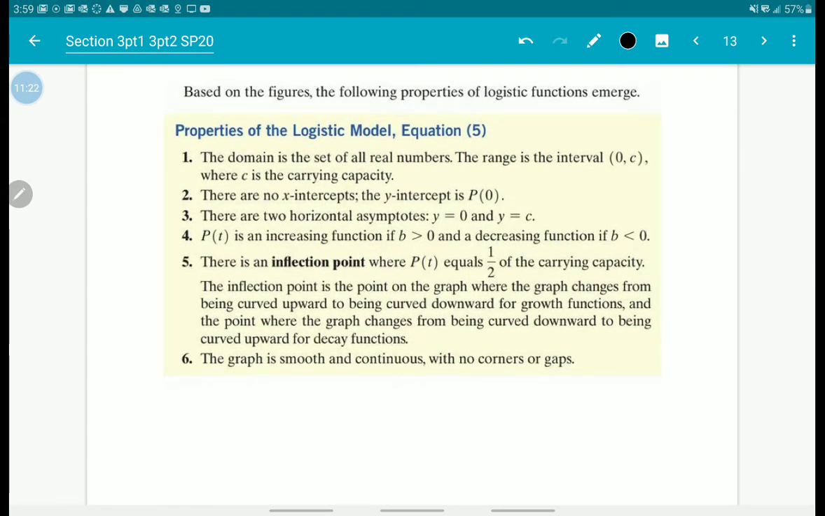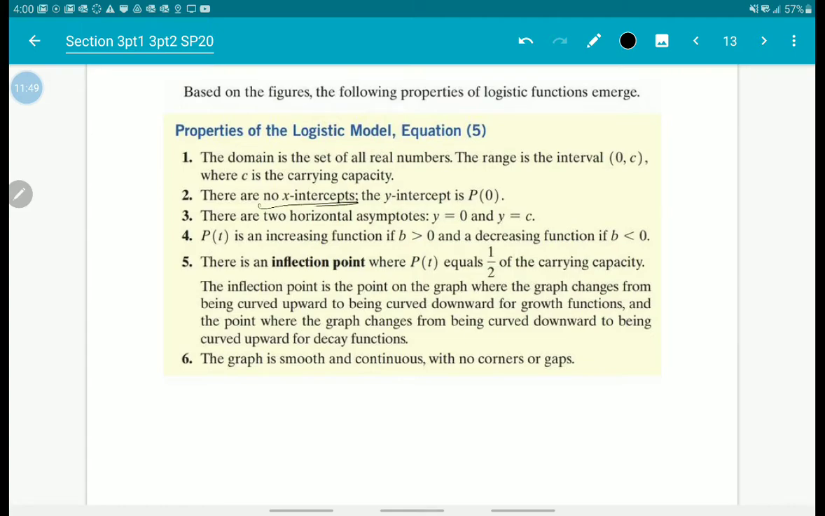So what are some properties? The domain is going to be the set of all real numbers. If we're talking about real life examples, we're talking about time. So usually we talk about the starting point at time 0, and then we go up to infinity. So we don't really think about negative time values there. Just depends on the problem. But real life, you go from 0 to infinity. The range is going to be from 0 to the carrying capacity.